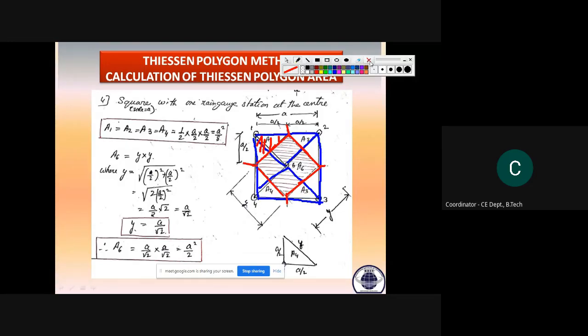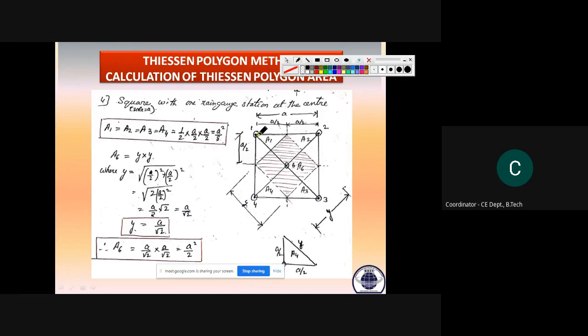Can we do that? Can we estimate? How? Pythagoras. Simple Pythagoras. See, for this particular area, what is the base? This is a triangle. What is the base? If you take this as a base, then this will be your height.